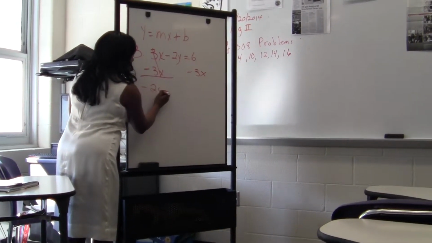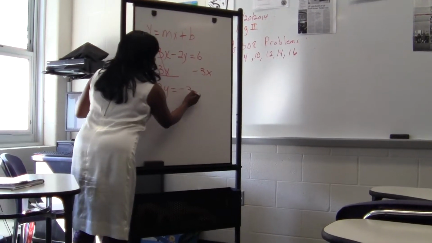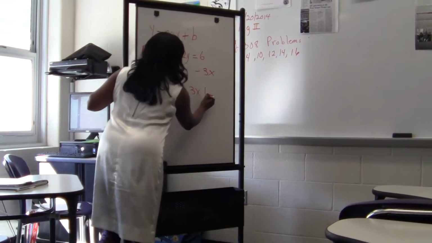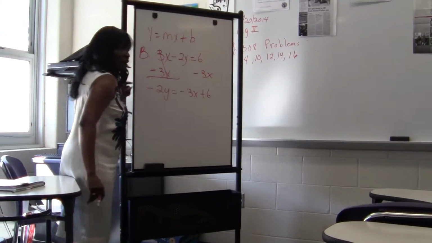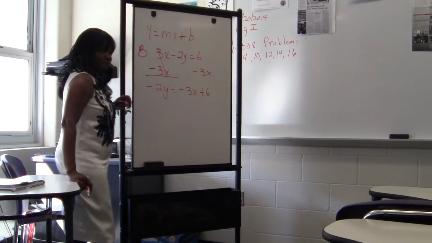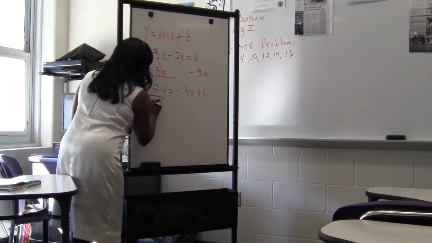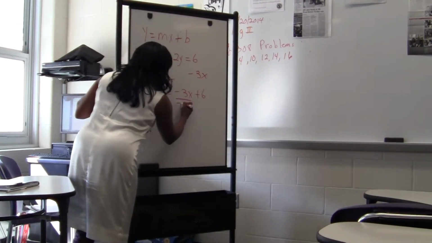Now I got a negative 2y equals a negative 3x plus 6. Okay, Todd, what do I need to do now? Divide. Very good. By what? A negative 2. Now look at this here. I want you to look at it.